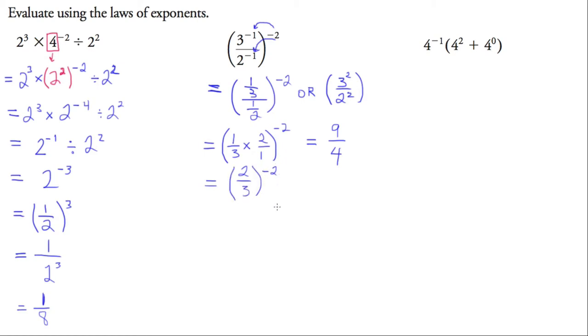Now it's all to the power of negative 2. So now we're going to reciprocate because this is a negative exponent. So we've got 3 over 2 to the positive 2. The positive 2 means that the 3 is squared, and the 2 is squared, and you get your 9/4. And so it wasn't exactly difficult, just really roundabout.